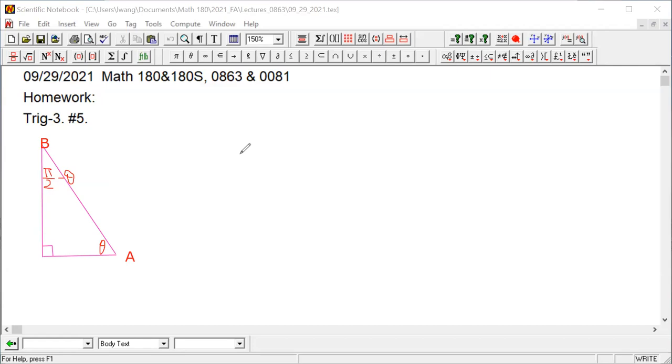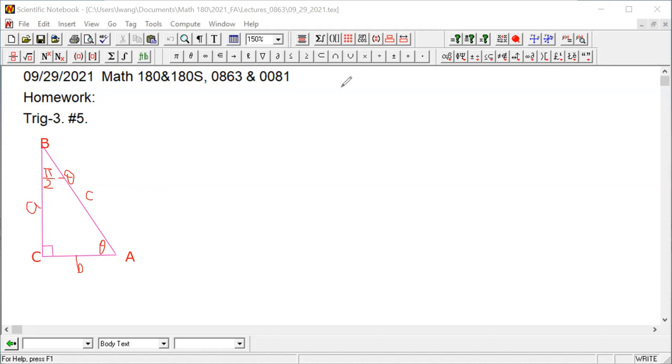So what you can do is that, oh, did I erase that C by accident? But it's not a big deal, okay? I deleted it by accident, so let's put it back there. So what I would do, the opposite side to the B angle, I'm going to call it B. The opposite side of C angle, I'm going to call it C. The opposite of A angle, I'm going to call it A.